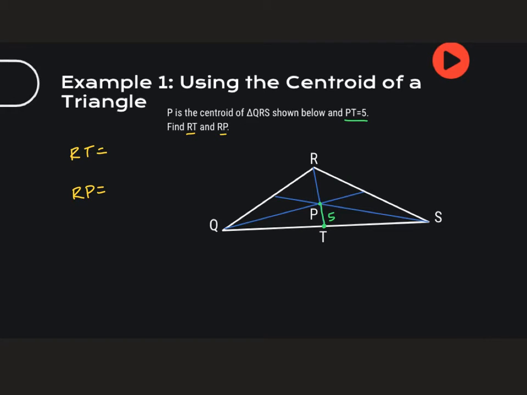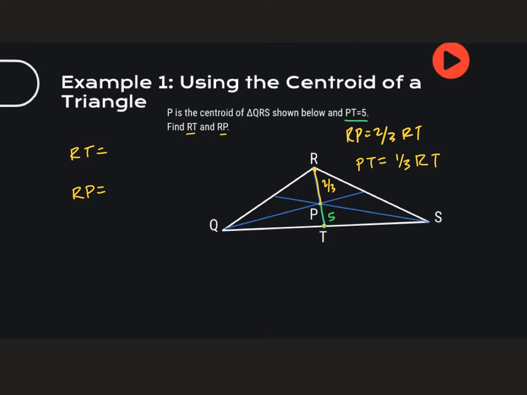Now, since P is the centroid of the triangle, we know that the longer part of the segment is going to be 2/3 of the whole median. So we know that RP is 2/3 of RT. Now we can infer a lot of different things from this. We can also infer that PT must make up 1/3 of RT.